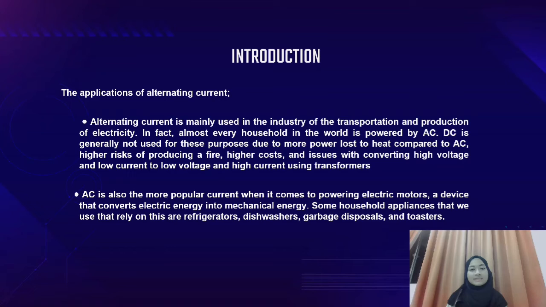Alternating current is mainly used in the industry of transportation and production of electricity. In fact, almost every household in the world is powered by AC. DC is generally not used for this purpose due to more power loss to heat compared to AC, higher risk of producing a fire, higher cost, and issues with converting high voltage and low current to low voltage and high current using transformers.